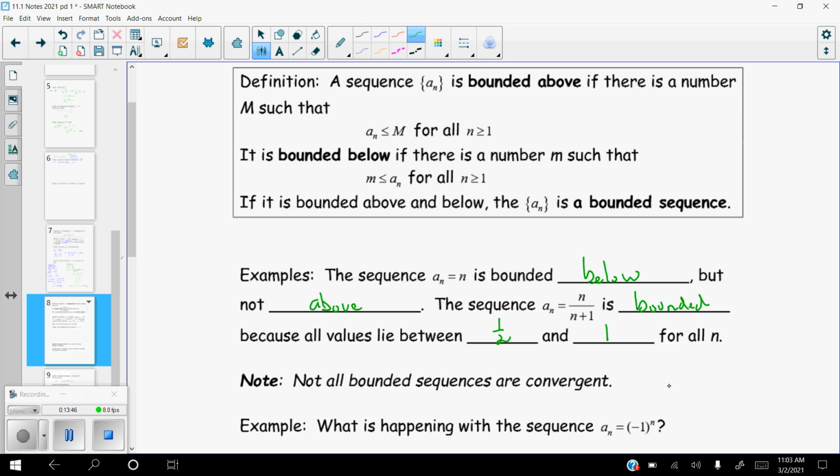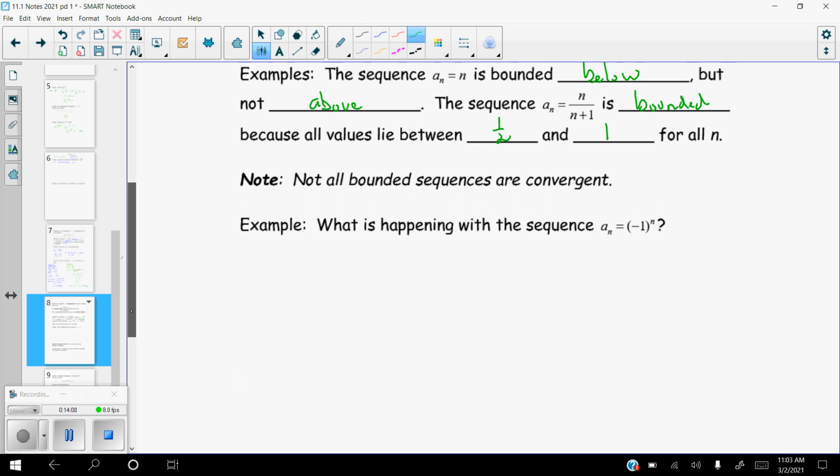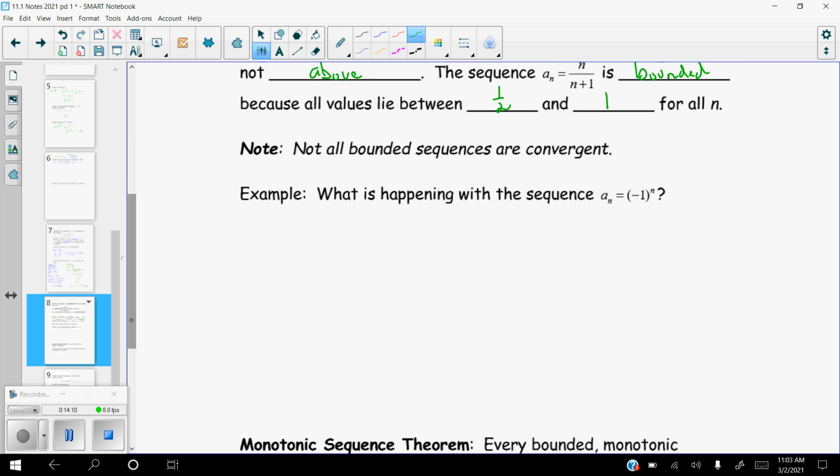Not all bounded sequences are convergent. Okay, in the second case, we know that a sub n, n over n plus 1, that was convergent. It converged to 1. The first example that we did, a sub n equals n, that's not convergent at all. It diverges, it just keeps getting bigger and bigger and bigger. But not all bounded sequences are convergent. You can have a bounded sequence that is not convergent.